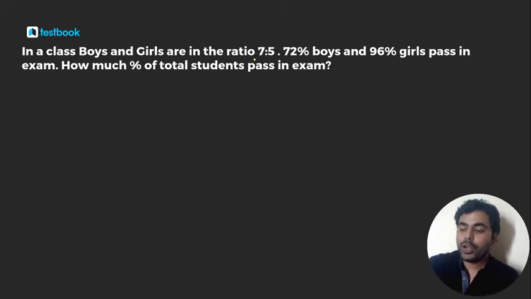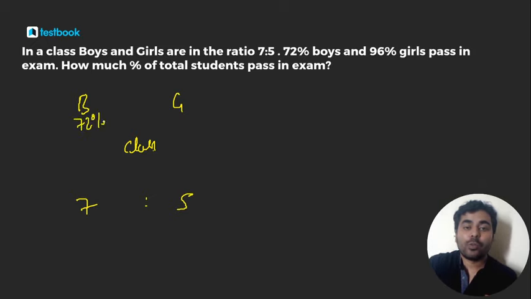So now what we will do, we will put boys and girls as components and class as the mixture. What we are having about boys and girls is their ratio, that they are 7:5. Okay, the ratio is 7:5, and 72% of boys are passing in the examination, and if we talk about girls, 96% of girls are passing in the examination. So how much percent of total students pass in the examination?